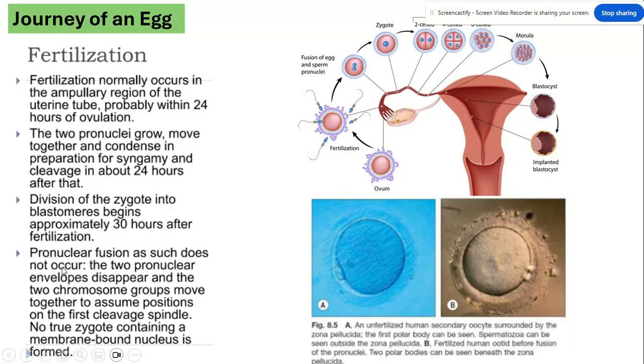Pronuclear fusion as such does not occur. The two pronuclear envelopes disappear and the two chromosome groups move together to assume positions.